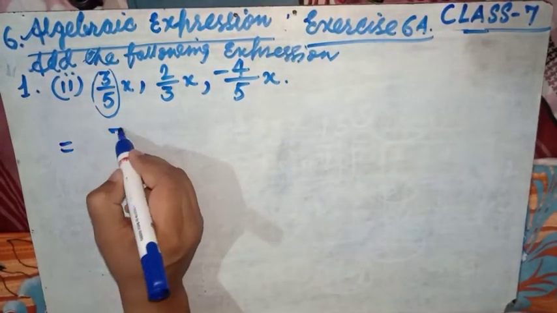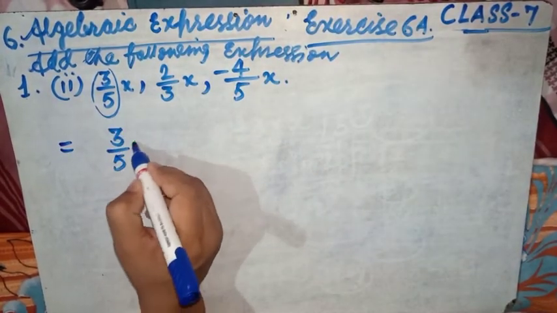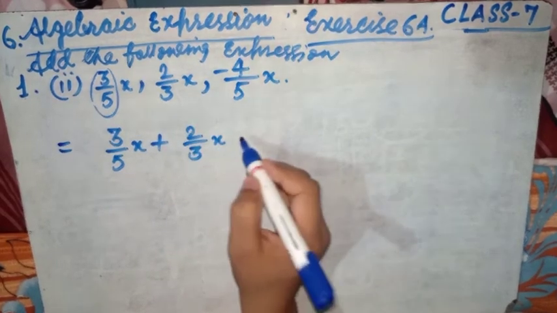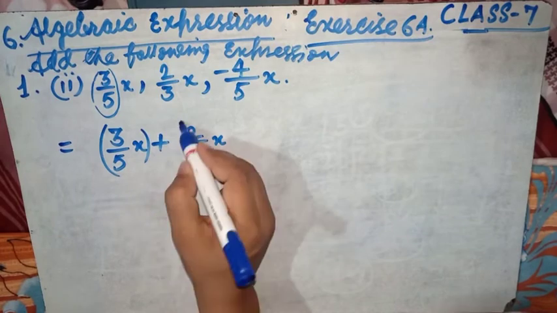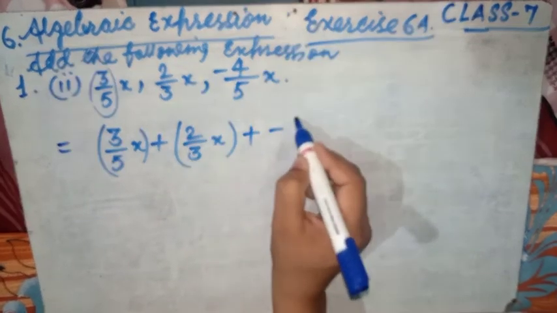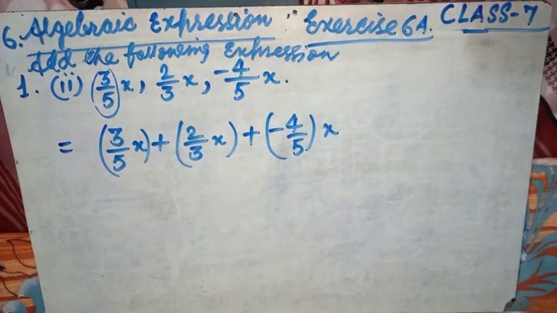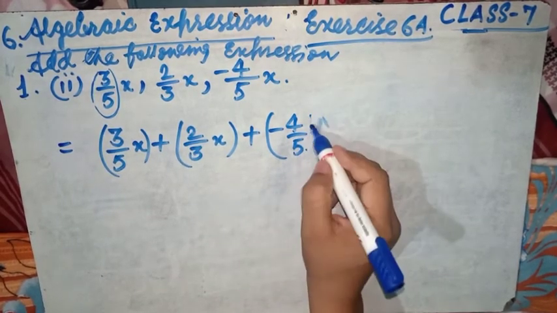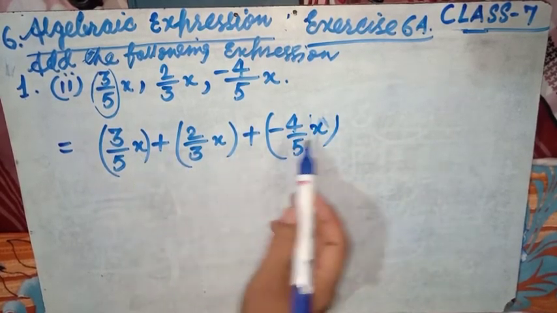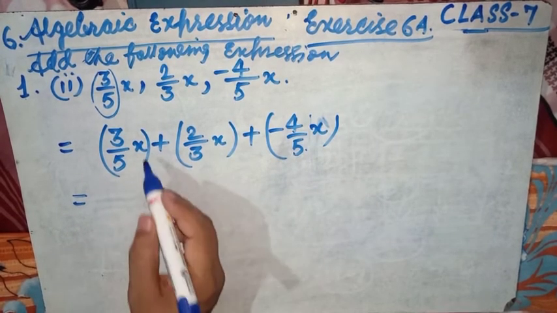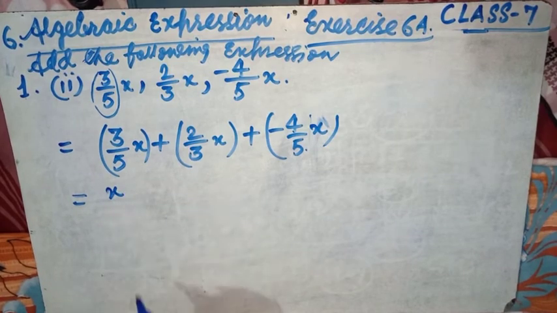Now first, write the addition sign as this is x plus, because we have to add 2 by 3x, we can write it as the bracket, plus minus 4 by 5x. Now here, friends, the x is common to every term. Now please bring x outside.